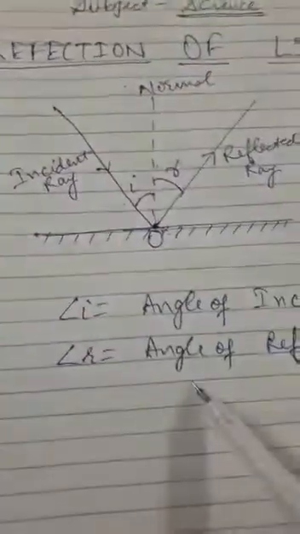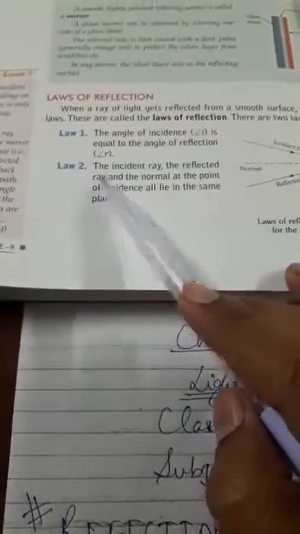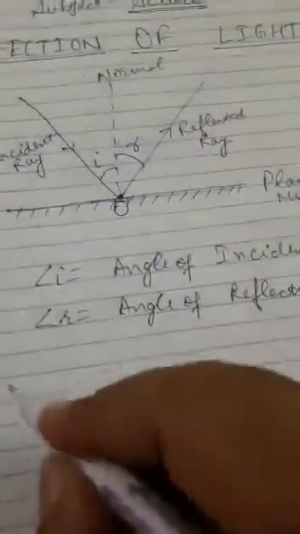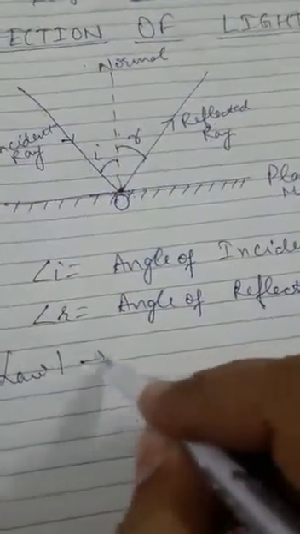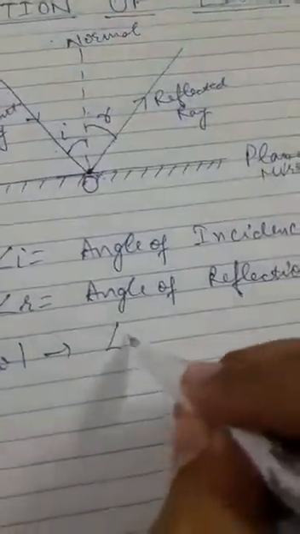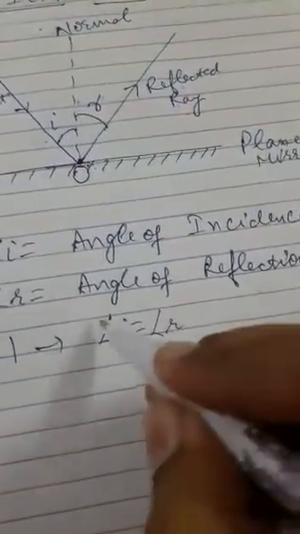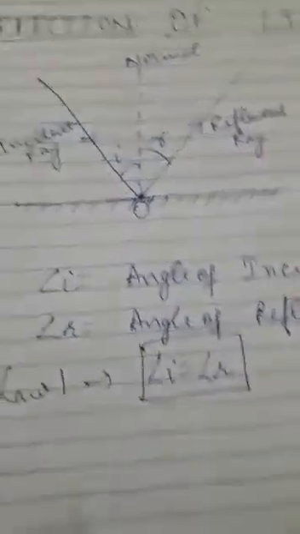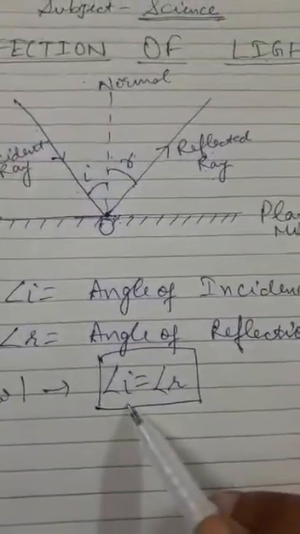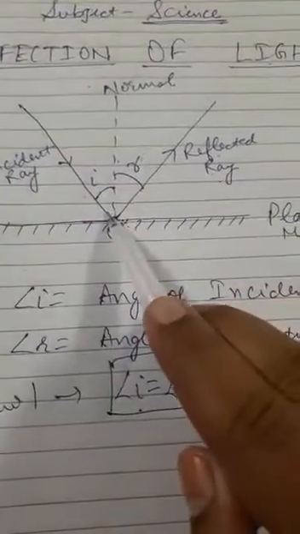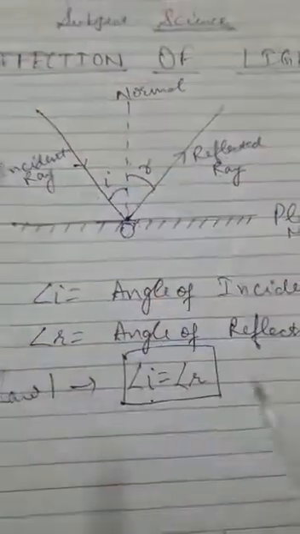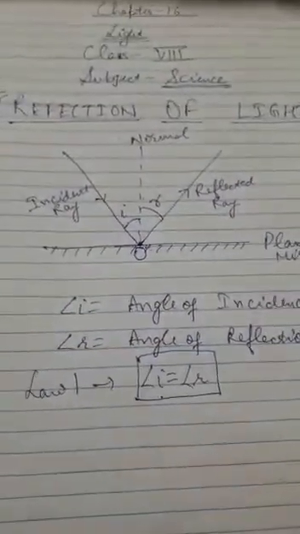Next are the laws of reflection. Now what are the laws of reflection? There are two laws of reflection, law 1 and law 2. What is law 1? The first law states that angle i is equal to angle r. What does it mean? It means that the angle of incidence must be equal to the angle of reflection.